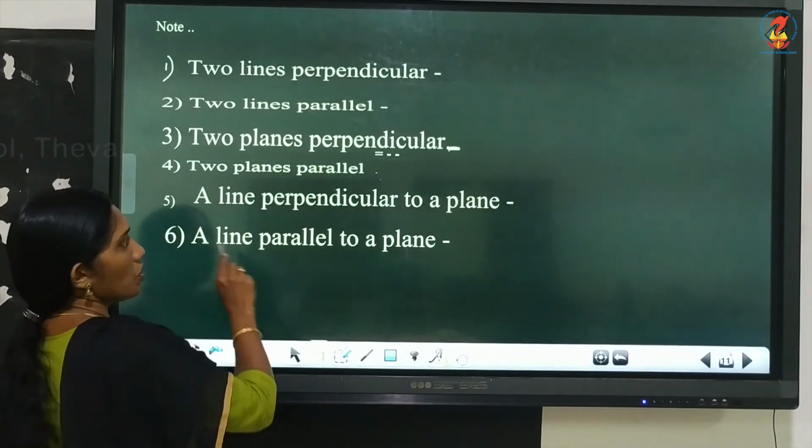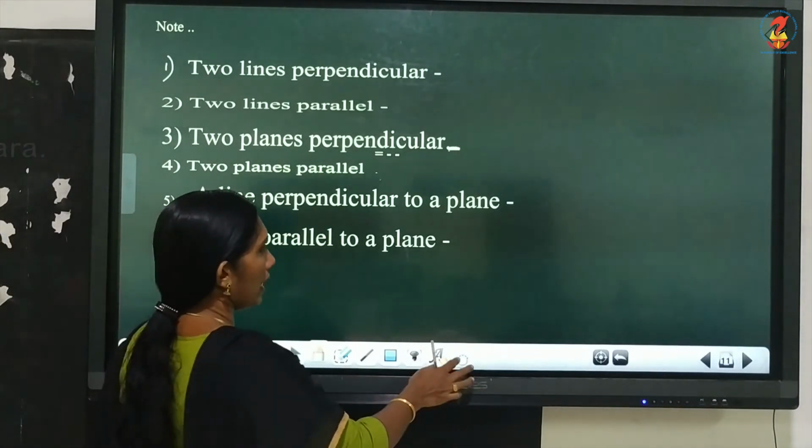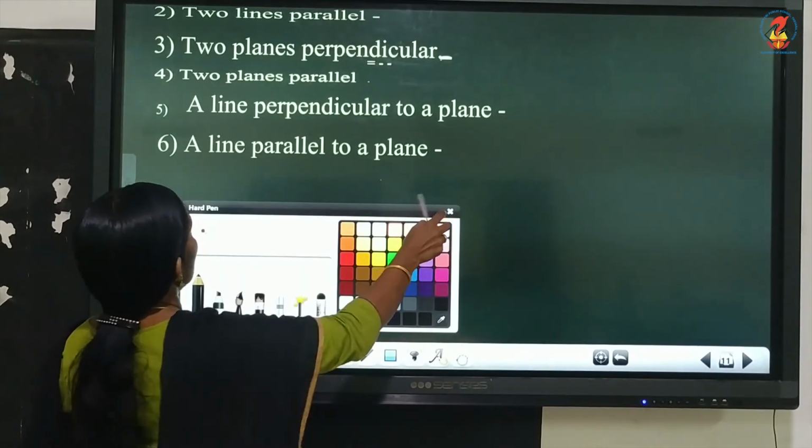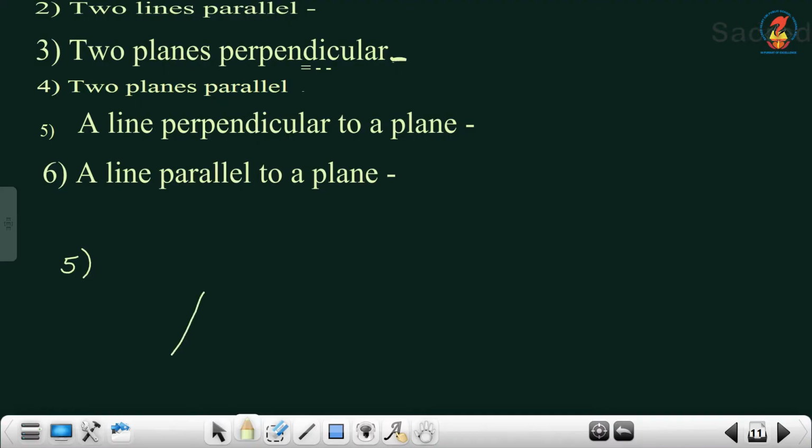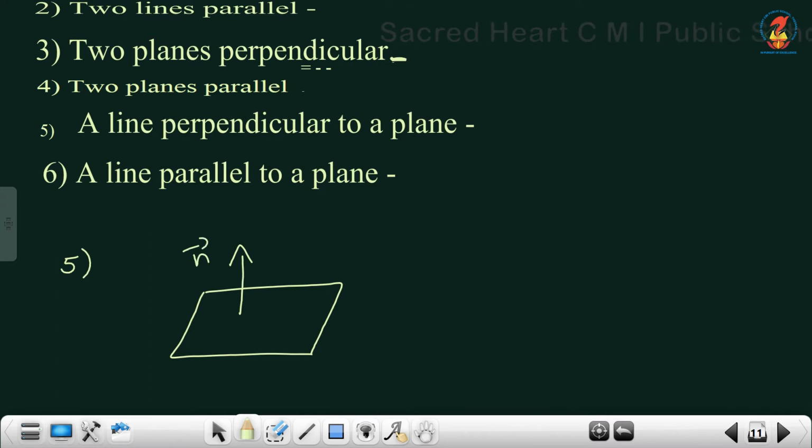Then these two, what about these two? A line perpendicular to a plane. So fifth one, a plane and a line is perpendicular. For a plane we have this perpendicular vector n, isn't it? And the line is perpendicular to the plane. Line is perpendicular means line is also like this. Okay. So for every line we have this parallel vector B, then only we can write the equation. So this n and B are parallel.